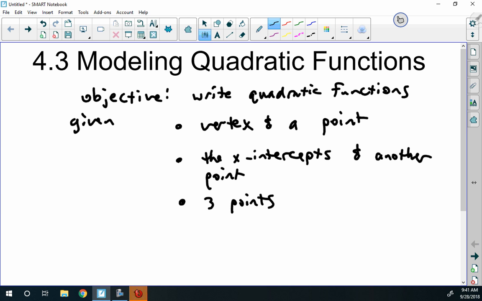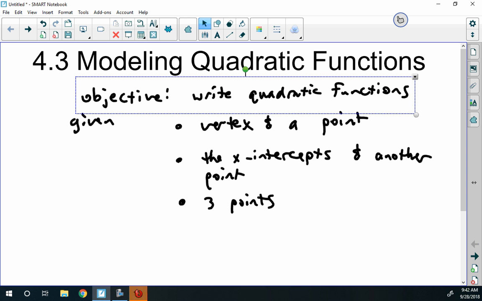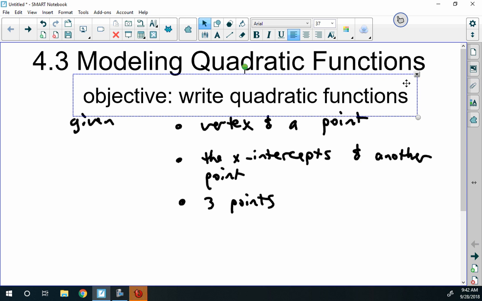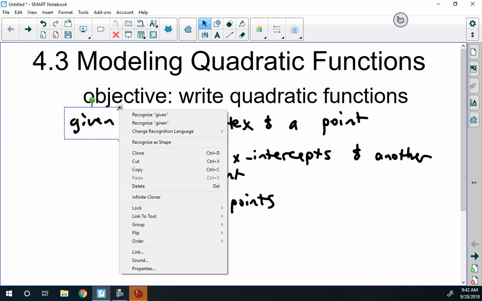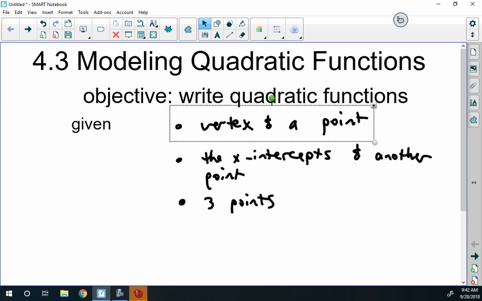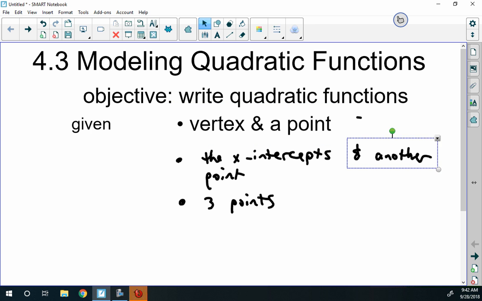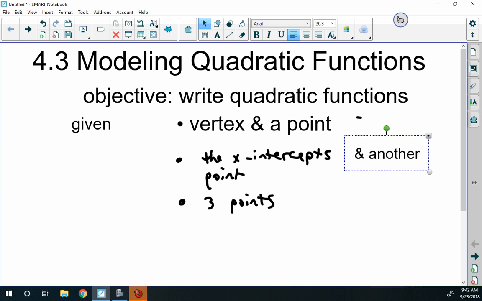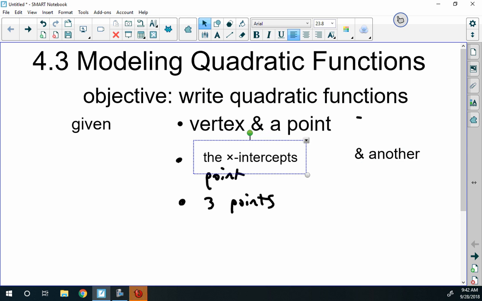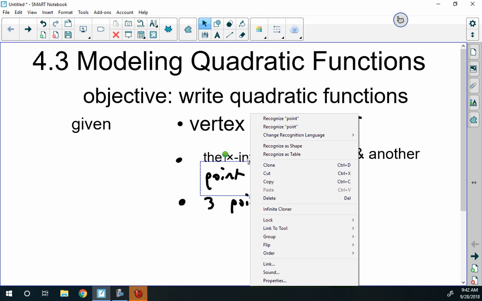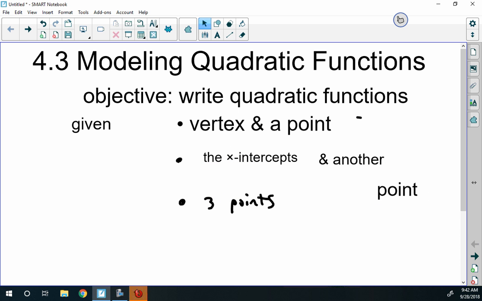If you recall from geometry, I know geometry was last year, but in geometry you learned that you needed 2 points to make a line. Well, with parabolas, the slope changes, so you need to know at least one more additional point. So the objective is to be able to write quadratic functions given either the vertex and a point, the x-intercepts and another point, or given 3 points.